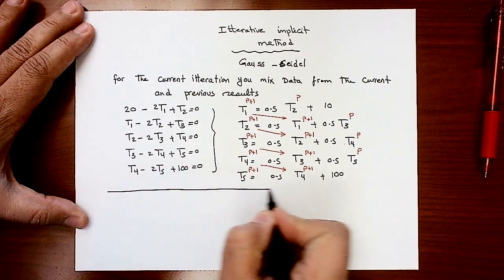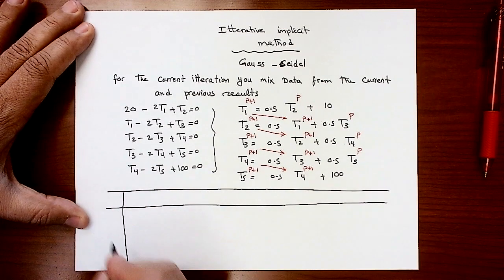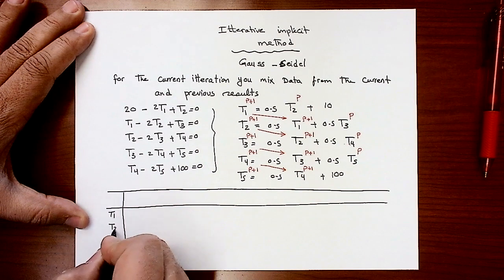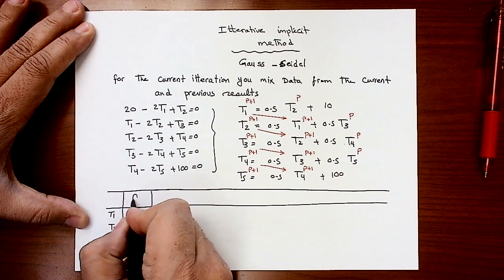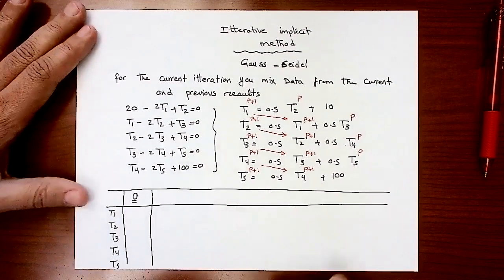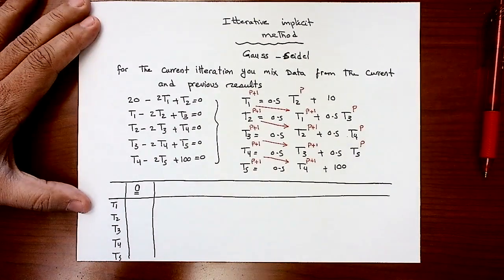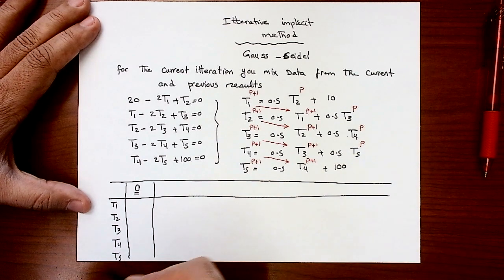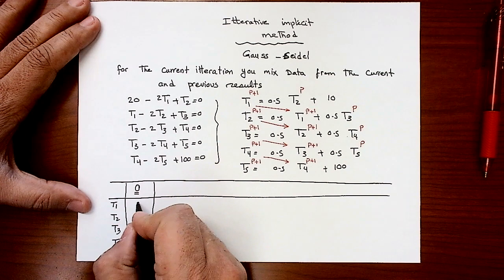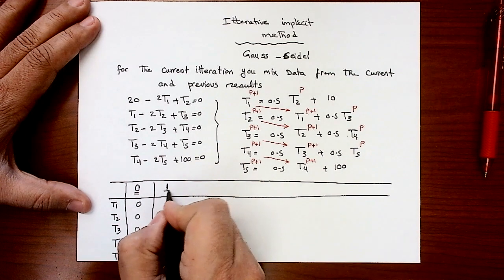So I'm gonna draw a table here. I'm going to list T1, T2, T3, T4, and T5. And this is iteration 0. Okay, now I'm at the beginning right now, correct? So at the beginning, I will assume everything is 0 because I don't have anything. So for the first step here, I'm gonna put everything is 0, correct? 0, 0, 0, 0, 0. That's my first guess. Now let's move to the first iteration.